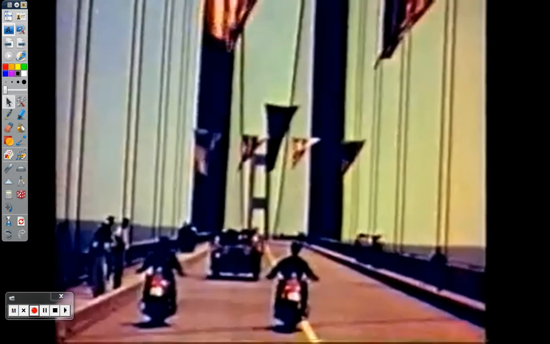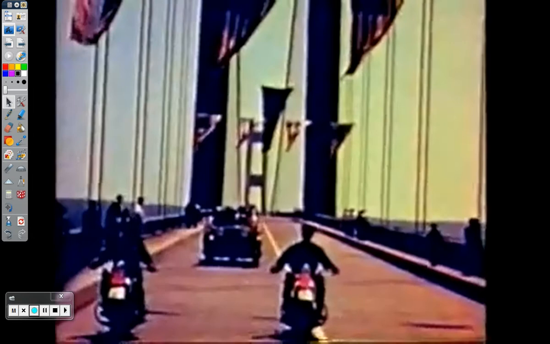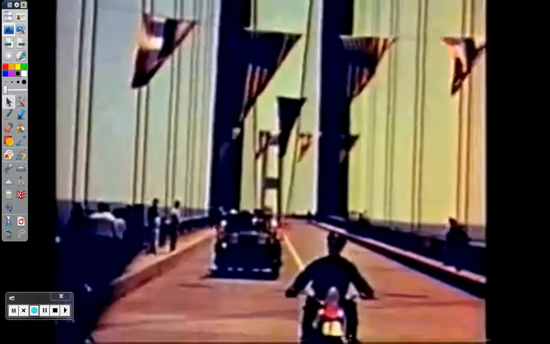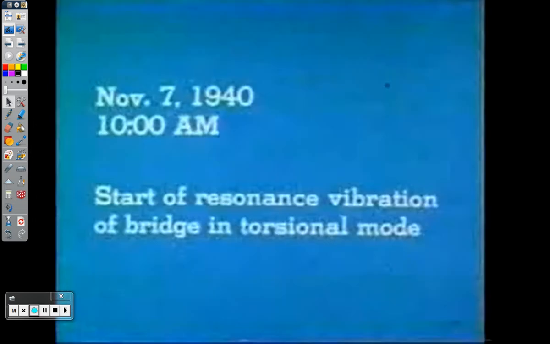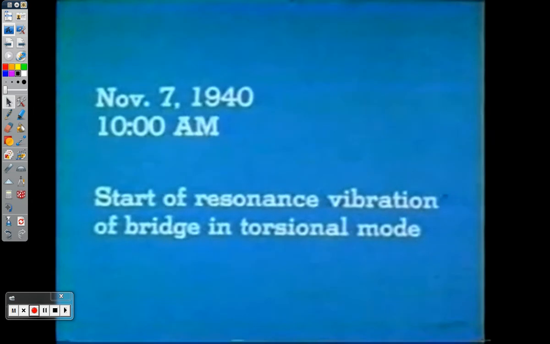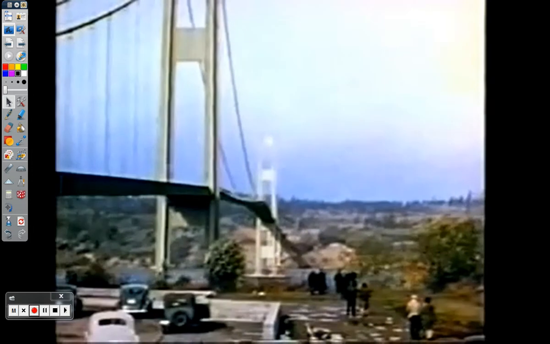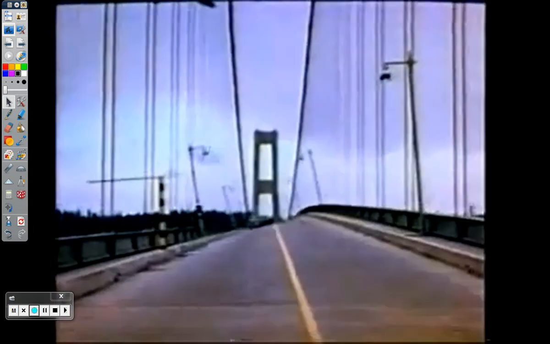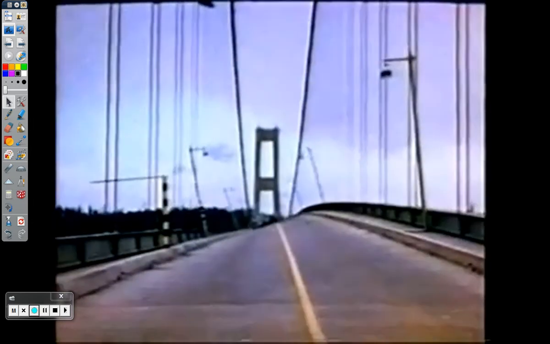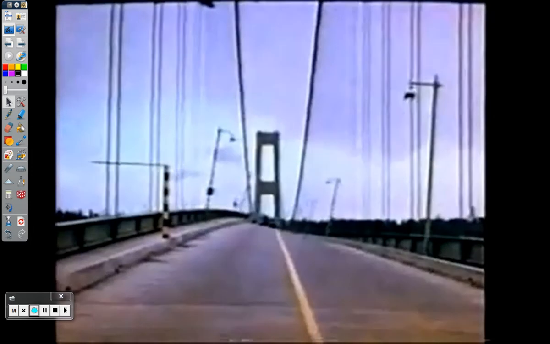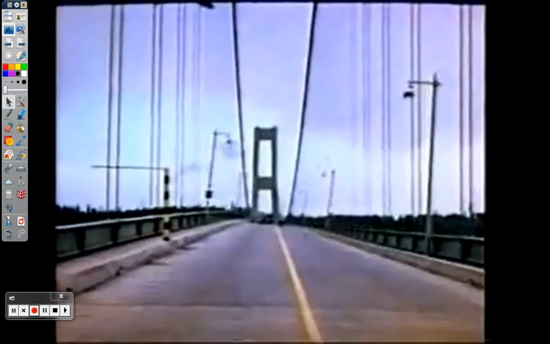Here's opening day. On November 7th, the bridge suddenly went into a twisting motion. The wind speed was a steady 42 miles per hour. This was enough to keep the bridge oscillating in one of its natural modes of vibration, with a period of 5 seconds. Right? 5 seconds, period. So what does that mean?